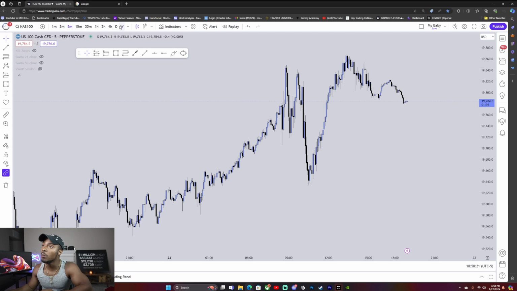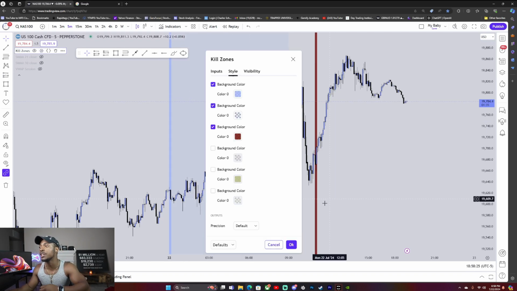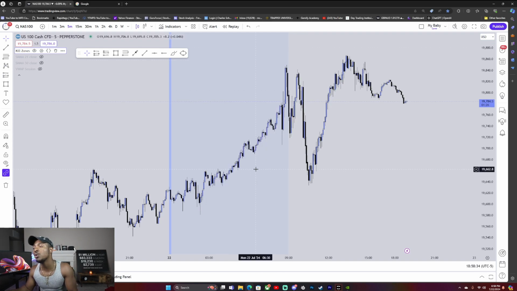So what I want you to do is turn on Kill Zones, all right? And in Kill Zones, on your settings, I want you to uncheck all of these boxes and leave, actually, you don't even need this one. Just leave the top 2 boxes checked. That will be your New York session. The background color doesn't matter.